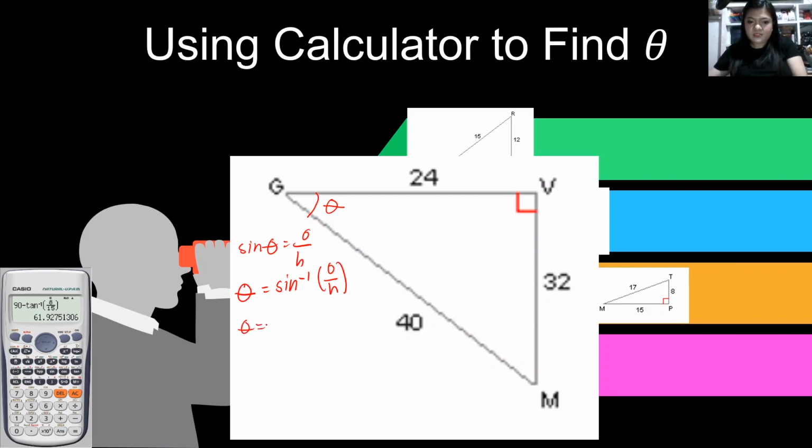So theta is equal to arc sine of the opposite, which is 32, over the hypotenuse, which is 40. In our calculator, we just press Shift, then sine, and the ratio 32 over 40, or arc sine of the quotient of 32 and 40. Again, to find the measure of angle M, we just have to subtract 53.13 degrees from 90.